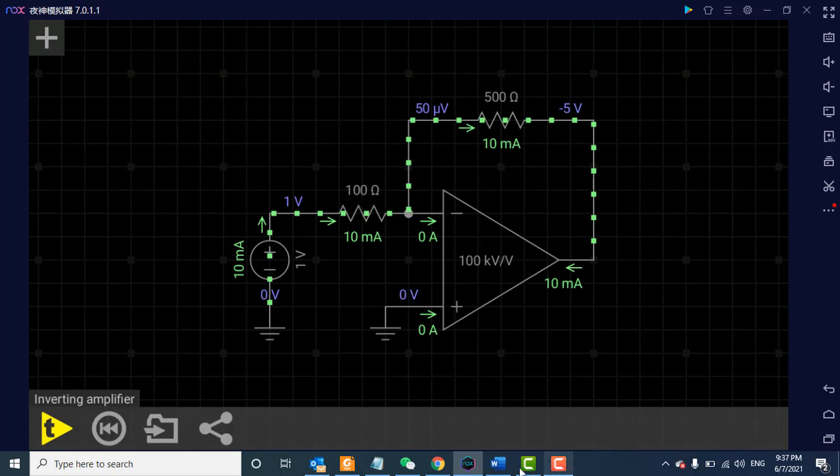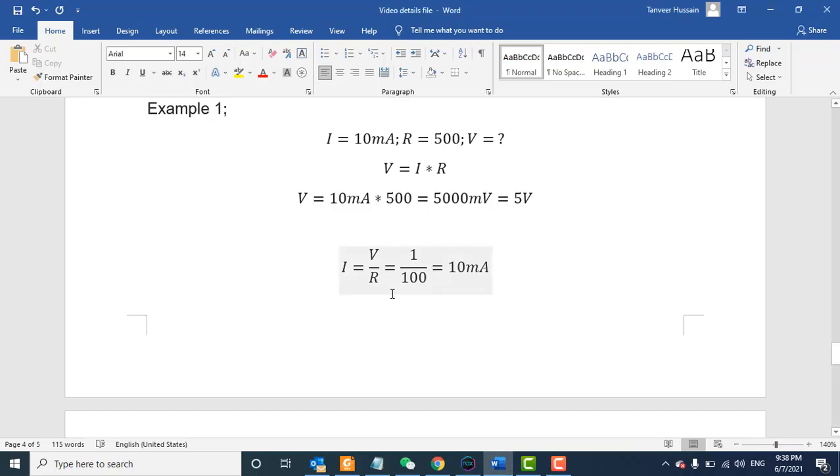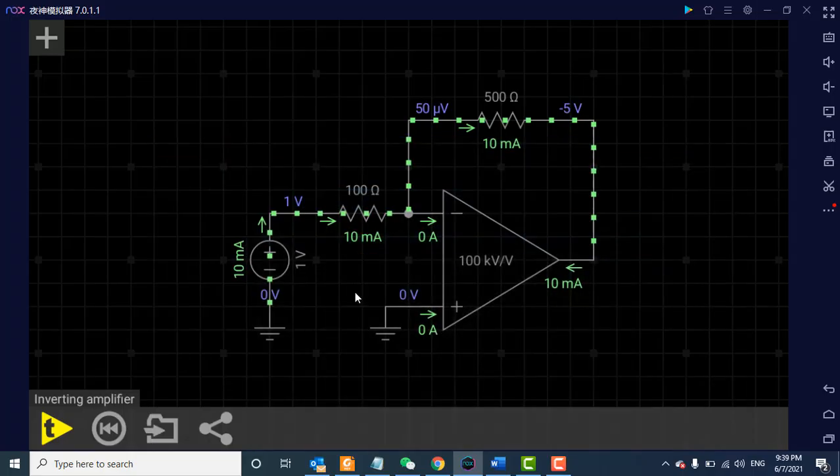By using Ohm's law, you can calculate here. If we see the equation, how much will be the current? Voltage is 1 volt, resistance is 100 ohm, and the current is 10 milliampere. So you can see here in the simulation, the current it shows is 10 milliamps. As I said, this is the virtual ground. The 10 milliamps is current flowing from left to right to this point, but the input impedance is infinity, so the current cannot flow inside of the op-amp.